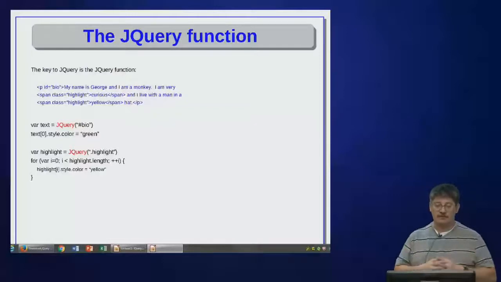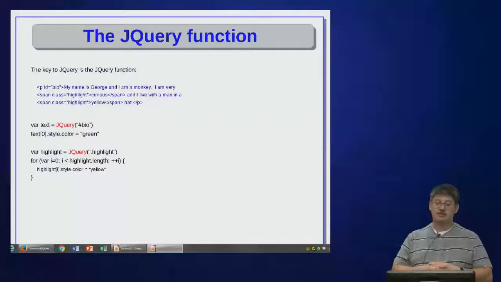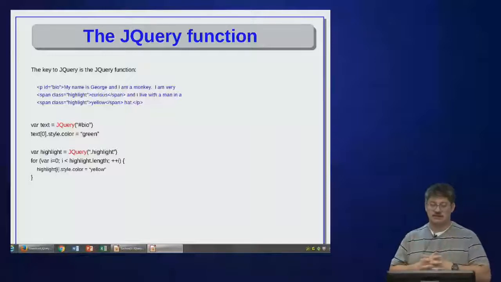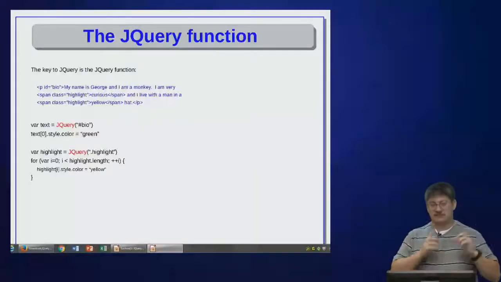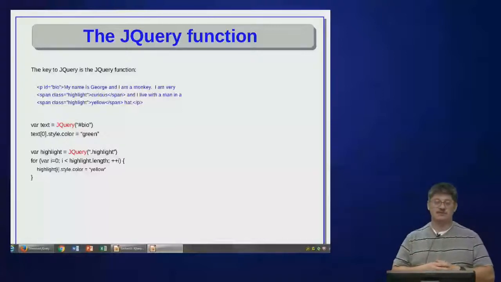I have a paragraph, and I've given it the ID bio. And it says, my name is George, and I am a monkey. And then I have a span tag in the class highlight that says curious. And I live with a man in a span tag with class highlight yellow hat. So this is my HTML. I've got my paragraph with ID bio, and 2 span tags in class highlight.